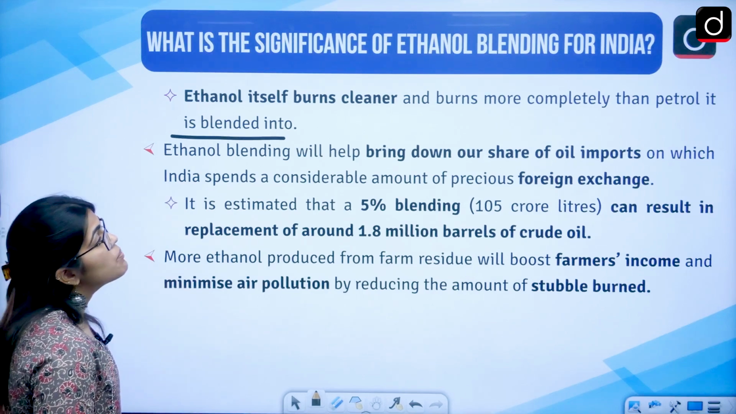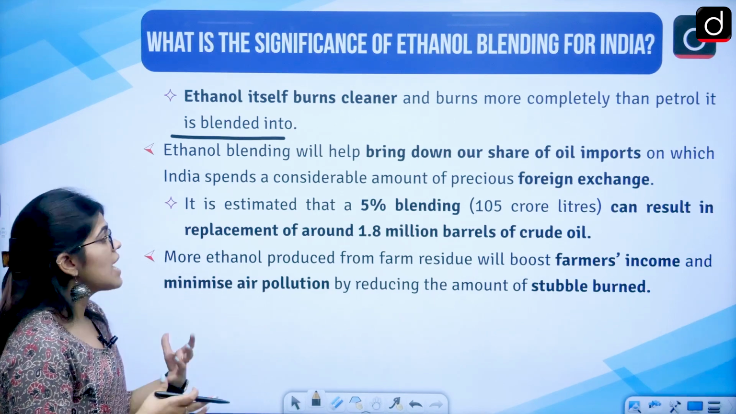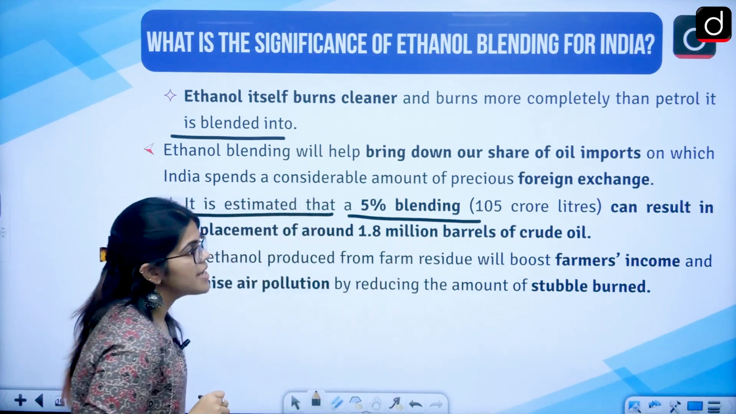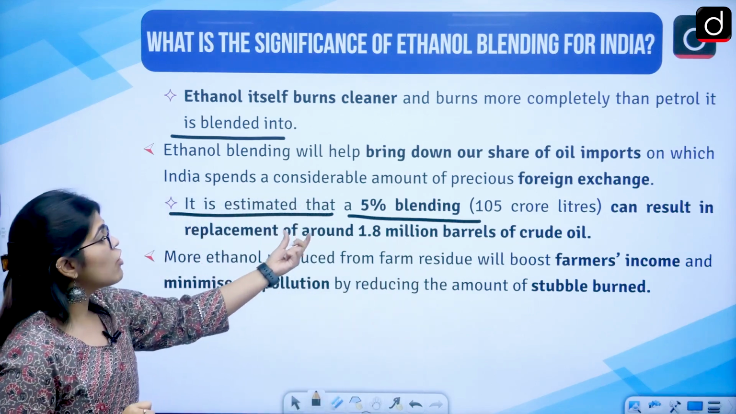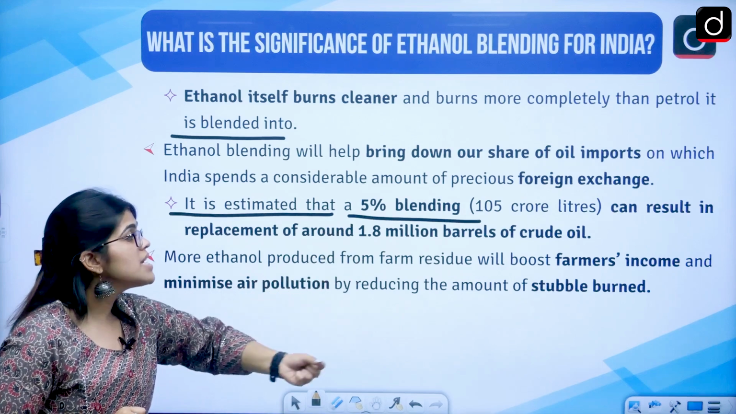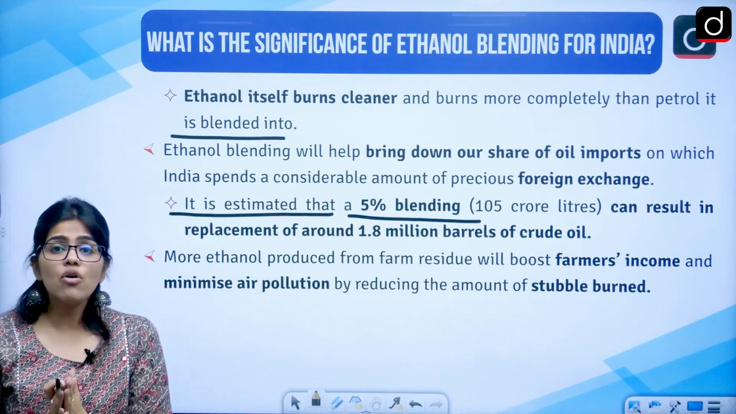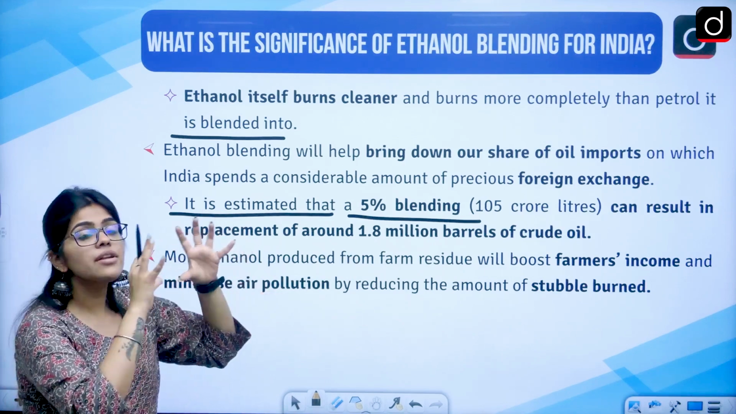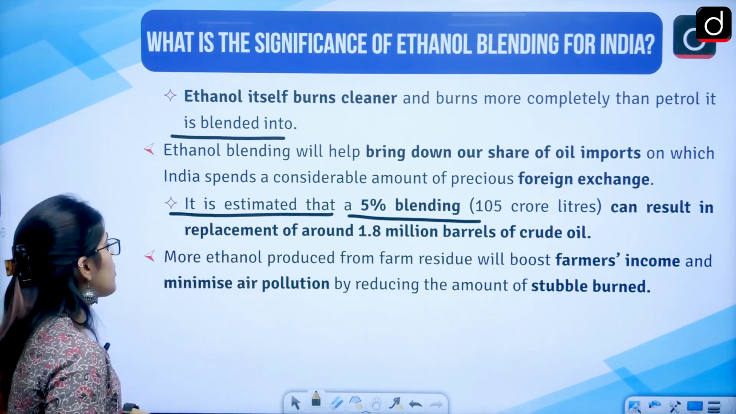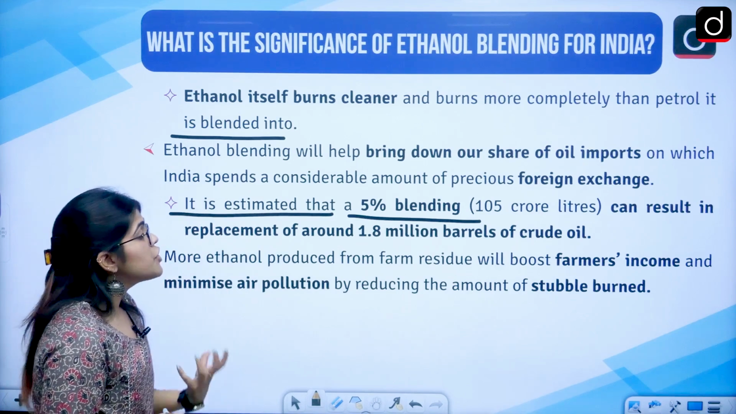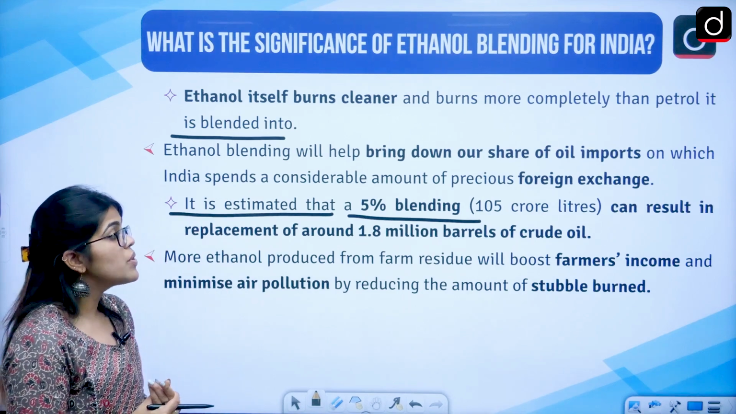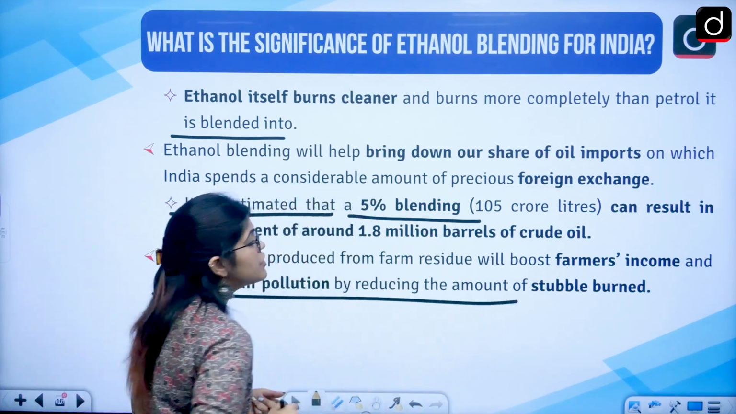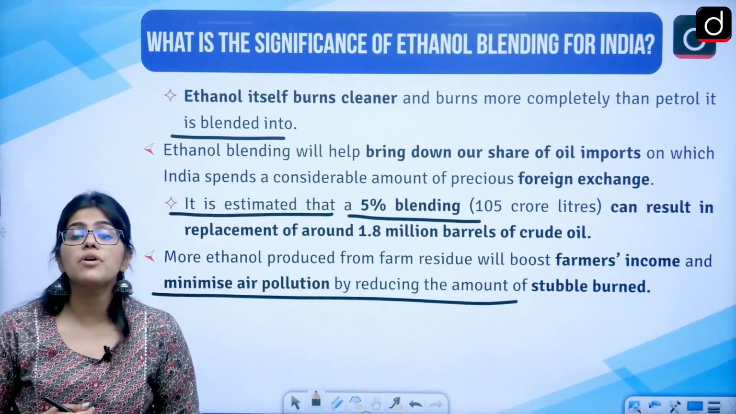Ethanol blending will help bring down our share of oil imports, as I was telling you. It is estimated that 5% of blending can result in the replacement of about 1.8 million barrels of crude oil. So we should start using ethanol blended products. The ethanol produced from farmer residue will boost the farmer's income and minimize air pollution by reducing the amount of stubble burning also.